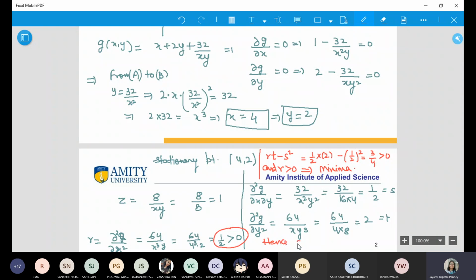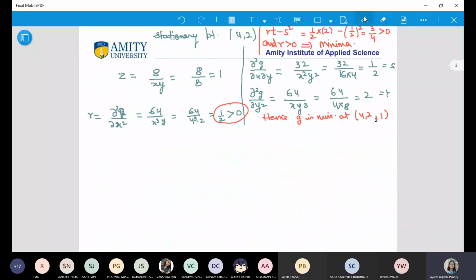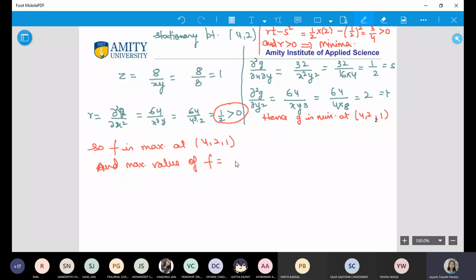Hence, G is minimum at 4 to 1. So, F is maximum at 4 to 1, and maximum value of F is equal to 5 into 8 upon x plus 2, x is 4, 2 into 2 plus 32 upon 4 into 2.